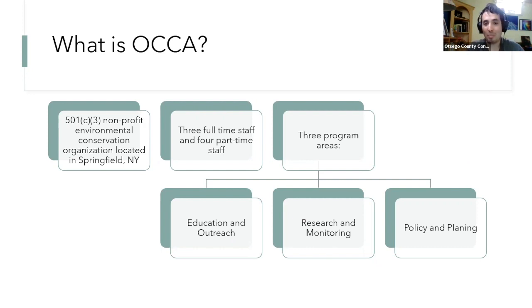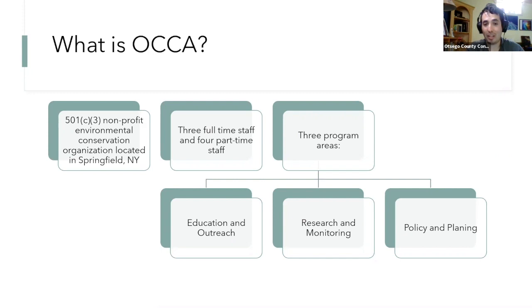And we have 3 main program areas: education and outreach. Think your nature walks, your hikes, your school-based events. Research and monitoring. Think about citizen science, water quality sampling, invasive species monitoring and removal, and research on renewable energy and climate change. And finally, the area that we're discussing today, policy and planning. This is the area that I cover and most enjoy.